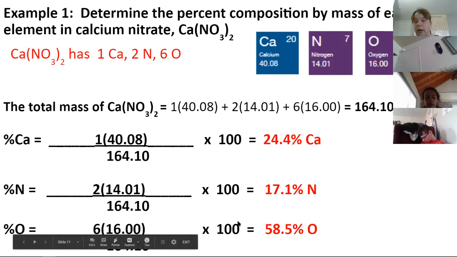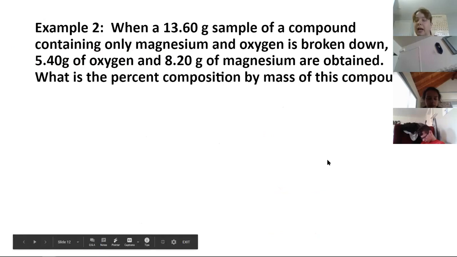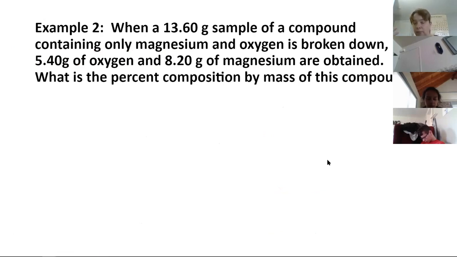There is another way that you can find percent composition, and that is if you're given the actual masses up front. So you don't necessarily need the periodic table, and if you are given masses, you need to use the masses in the problem. So for example, in this case, it tells us that we have a 13.6 gram sample of a compound that contains only magnesium and oxygen. When it's broken down, 5.40 grams of oxygen and 8.20 grams of magnesium are obtained. What's the percent composition by mass of this compound?